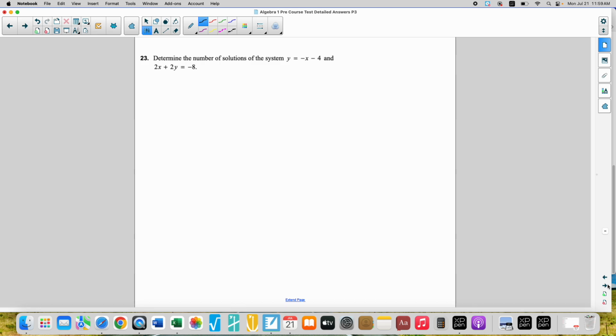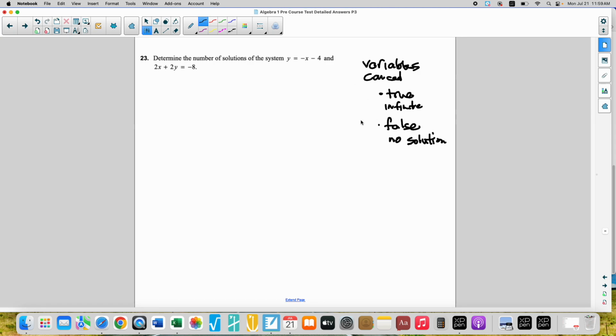Determine the number of solutions in the system. So remember when we substitute and the variables cancel, here's the first situation. If you get a true statement, that means there are infinitely many. And if it's false, if the variables cancel and you're left with a false number statement, there is no solution or zero solutions.